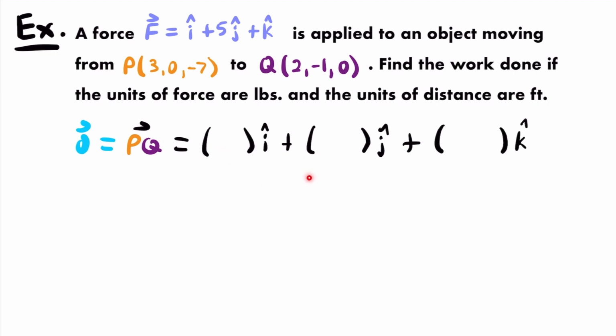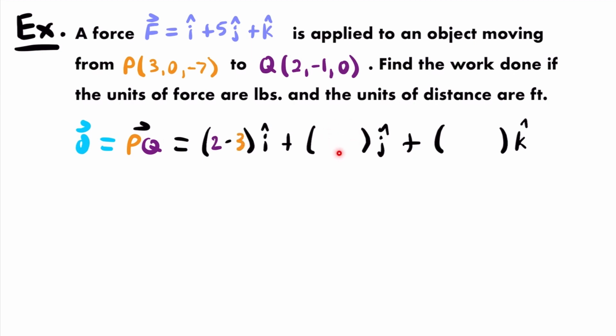And we find those x, y, and z components by taking the coordinates of the terminal point and subtracting the coordinates of the initial point. Our object starts at point P and ends at point Q, so P is the initial point and Q is the terminal point. So we'll have 2 minus 3 for our x component. So I'll write 2 minus 3.